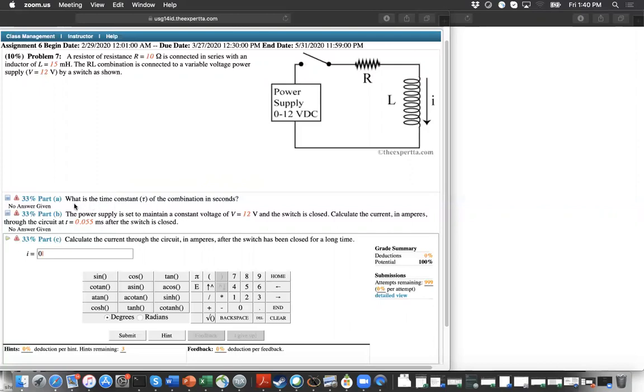So you are asked three different things. I'm going through all three to start with for an important reason. First of all, what is the time constant of this combination of things in seconds? Then the power supply is set to maintain a constant voltage of 12 volts, same as said here, and the switch is closed. Calculate the current in amperes through the circuit at some time 0.055 milliseconds after the switch is closed. Okay. And then part C, calculate the current through the circuit in amperes after the switch has been closed a long time.